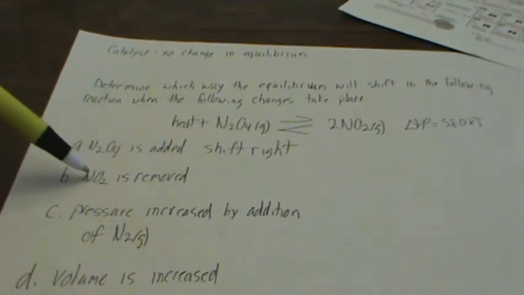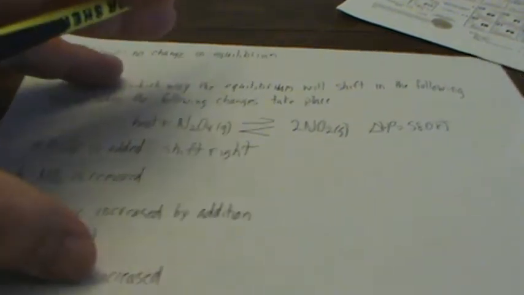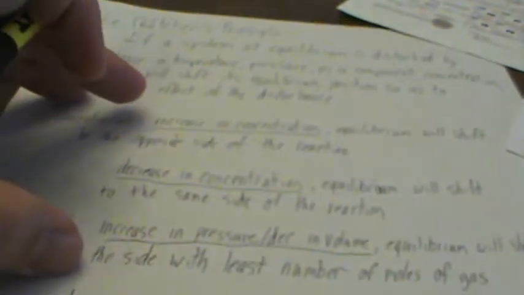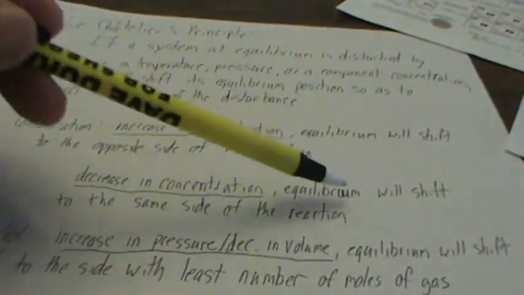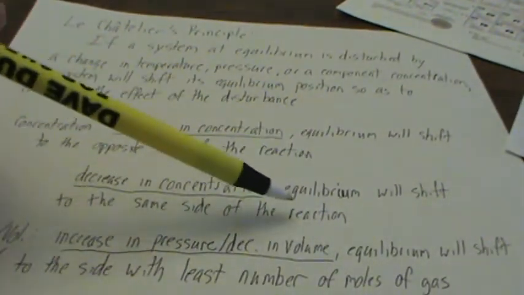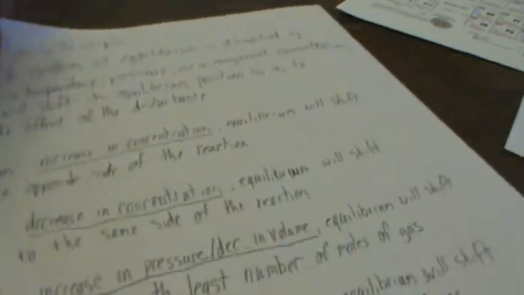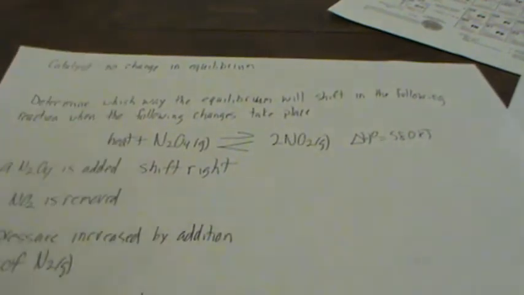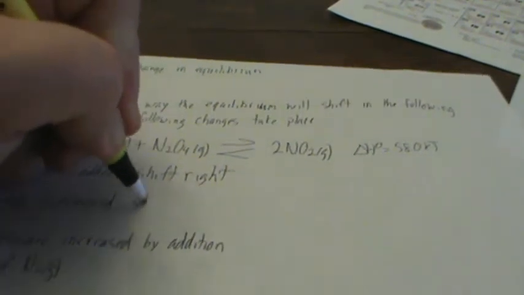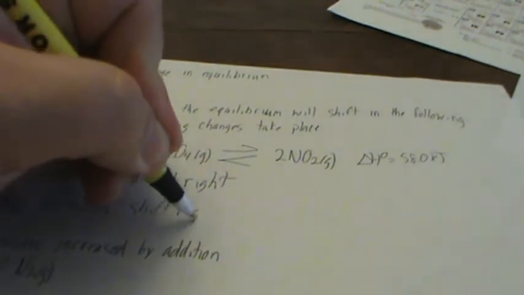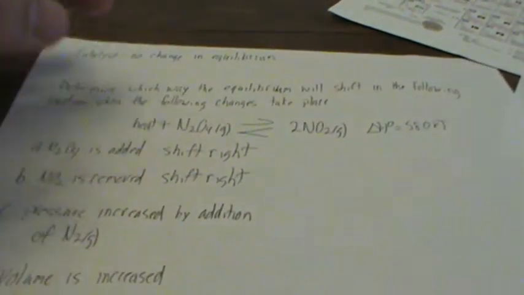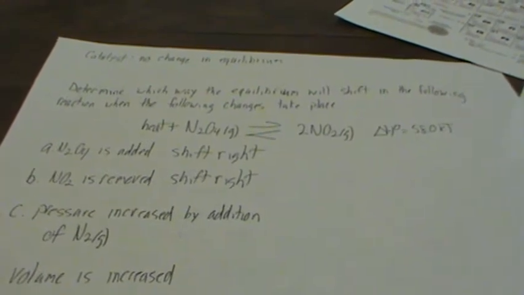Now let's look at B. NO2 is removed. All right, so if we remove NO2, that's a decrease in concentration. Decrease in concentration, equilibrium will shift to the same side of the reaction. So NO2 is on the right-hand side. This is also going to be a shift to the right-hand side to compensate for the decrease in the concentration.